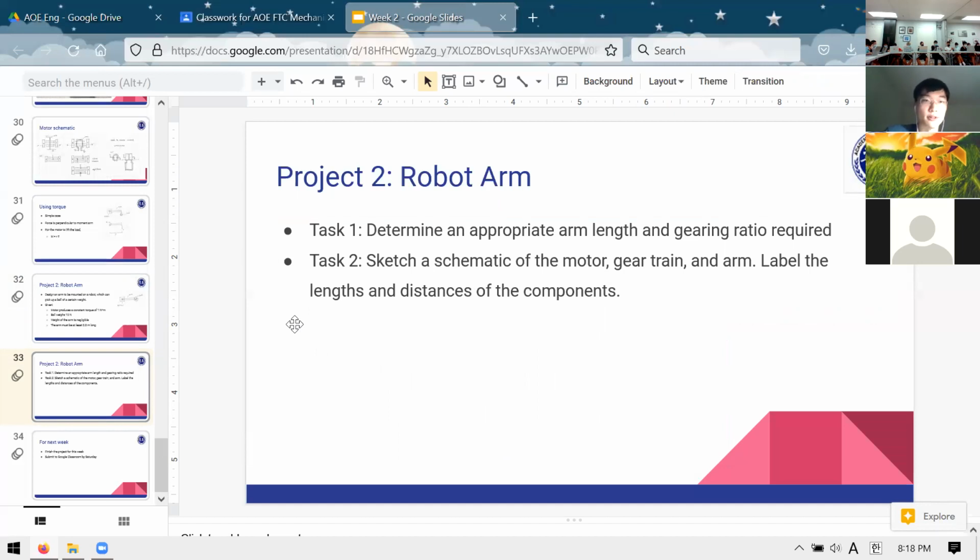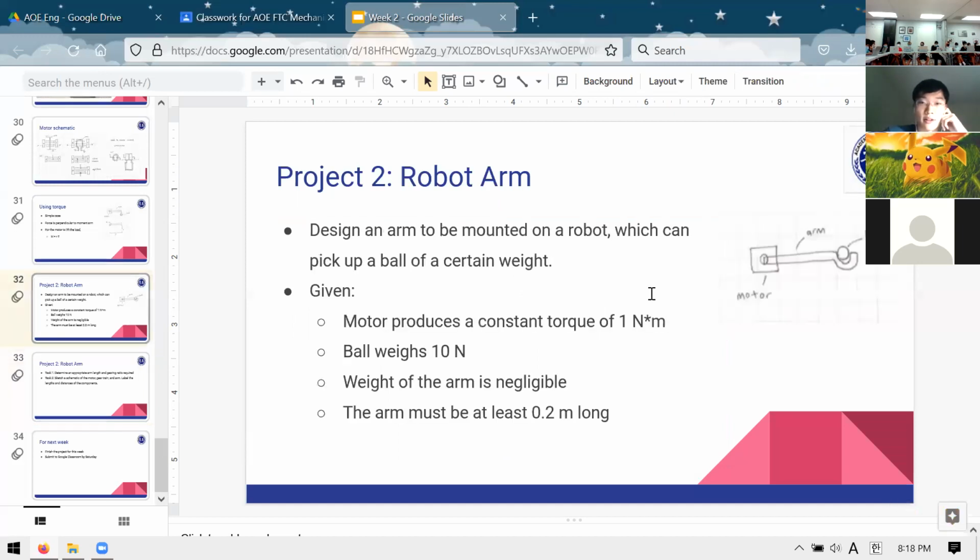What I want you to do is just show some calculations and draw a schematic of where your motor is going to be, what gears you're going to have, just draw circles for the gears, and show your arm and the length of the arm. I just want you to draw a simple diagram. It can just be boxes and circles, but mark all the distances, show your calculations, and show that it'll allow the motor to support the weight of this ball at whatever distance you decide.